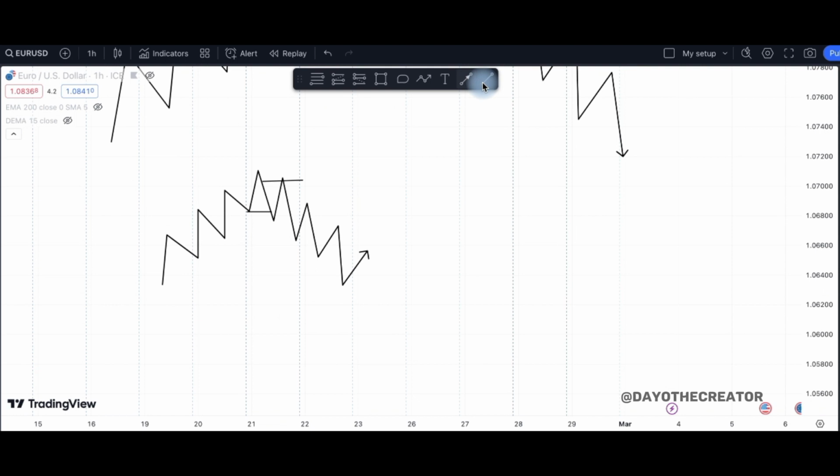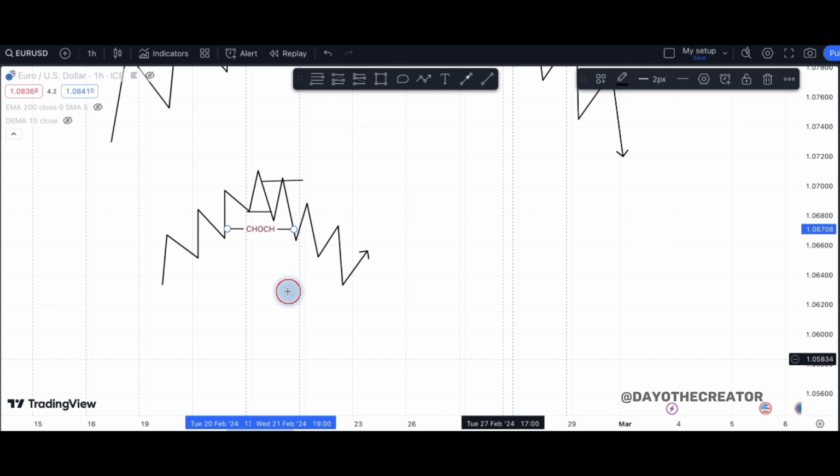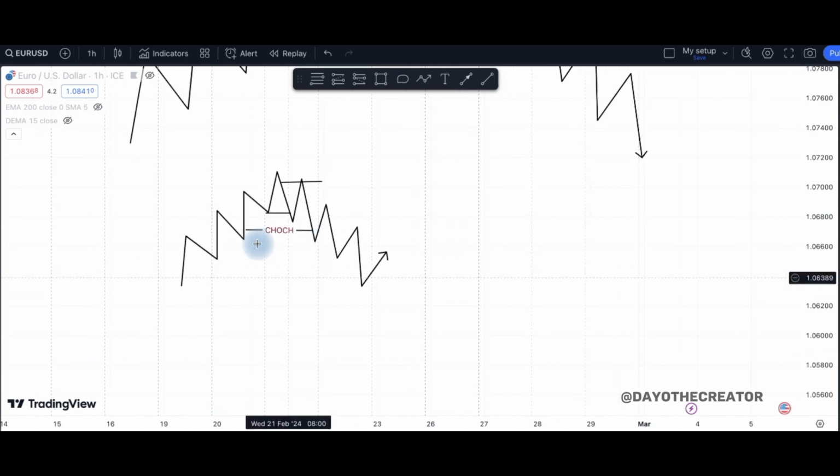So let me show you where you are to mark your change of character. This is where you are to mark your change of character. If you are to label this place, it is going to be our CHOCH. You can label it as MSS, which is market structure shift. You can label it as whatever name you want to call it, but I'm going to be calling it a CHOCH. So change of character has occurred.